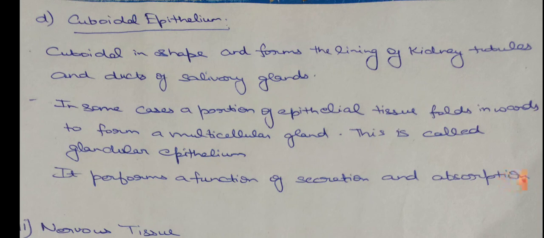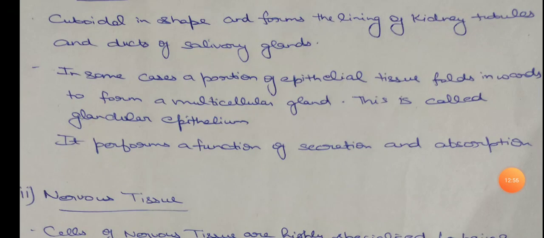In some cases, a portion of epithelial tissue folds inwards to form a multicellular gland, and this is called glandular epithelium. Glands secrete different kinds of enzymes, and it performs the function of secretion and absorption. Because the main function of the glands is to secrete, they are known as glandular epithelium. It is basically a part of cuboidal epithelium. Clear, students?